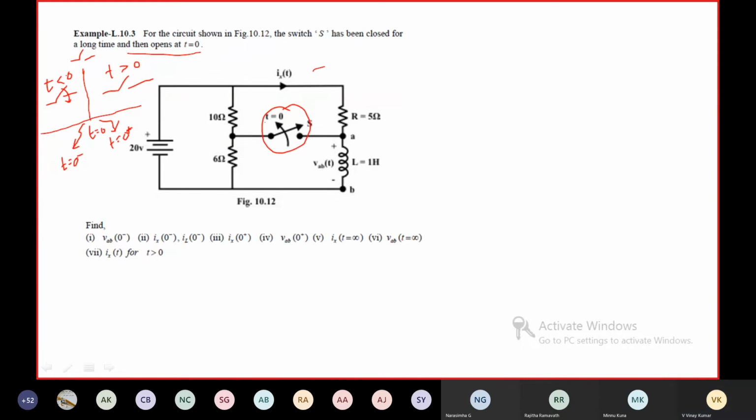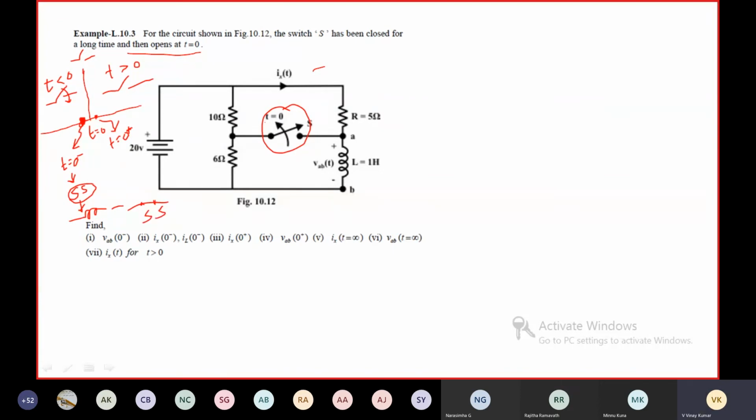For t less than 0, steady state occurs at t equal to 0 minus. This will be the final value for t less than 0. For t greater than 0, this will be the initial value, because this value would be equal to this value. At steady state, the inductor acts as a short circuit.